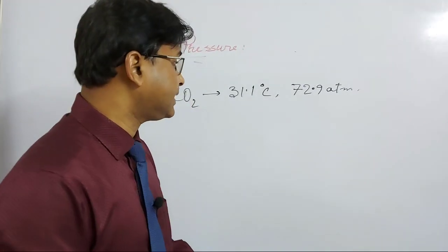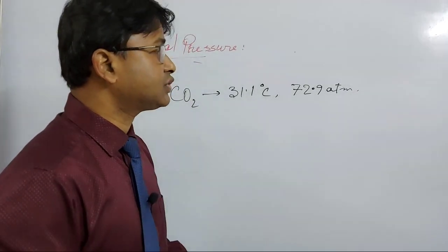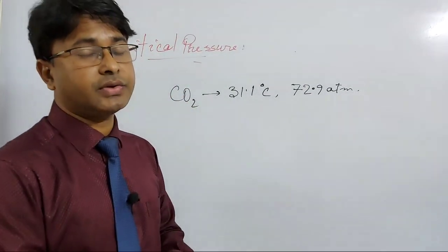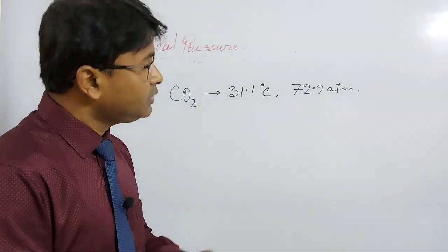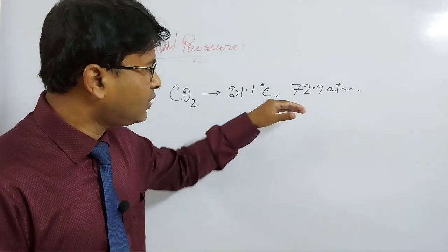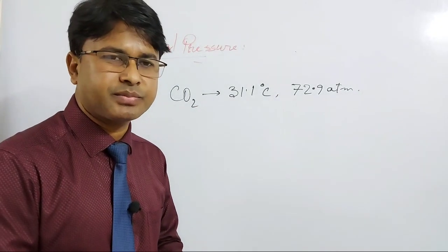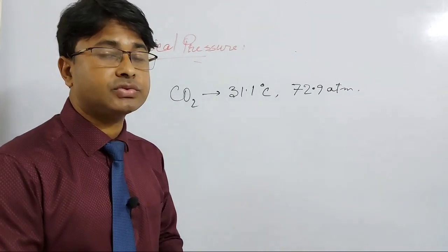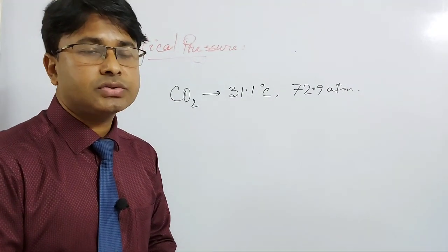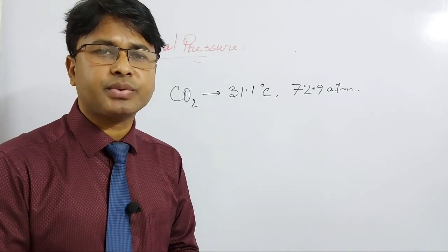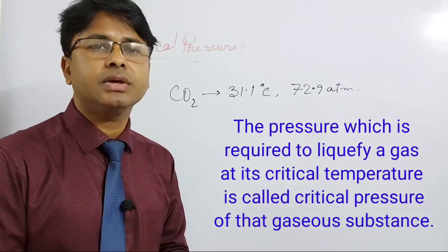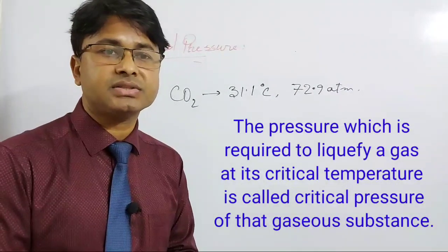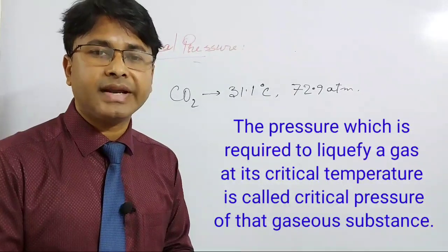It is stated that if you apply less than 72.9 atmosphere pressure, it will not convert into liquid form. So you may apply more than 72.9 atmosphere pressure. It's not a headache, but you can't apply less than 72.9 atmosphere pressure. So what will be the definition of critical pressure? The pressure which is required to liquefy a gas at its critical temperature is called critical pressure of that gaseous substance.